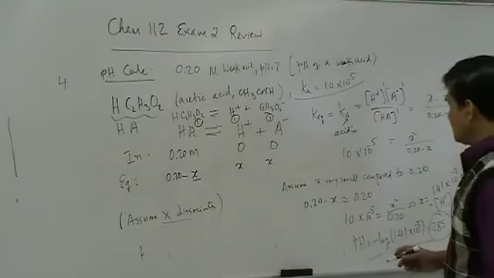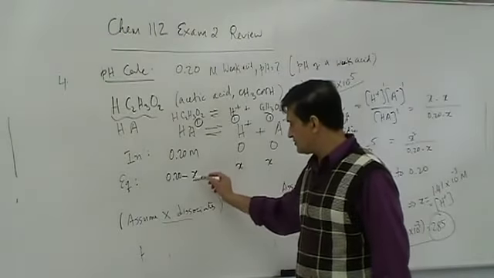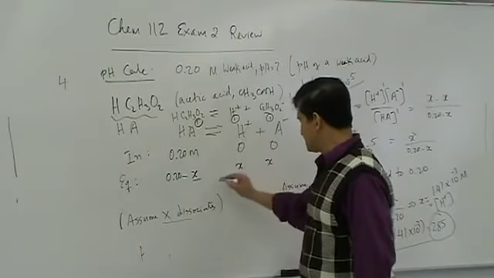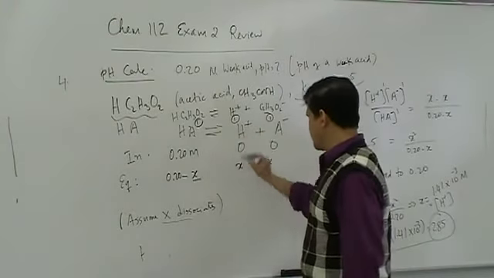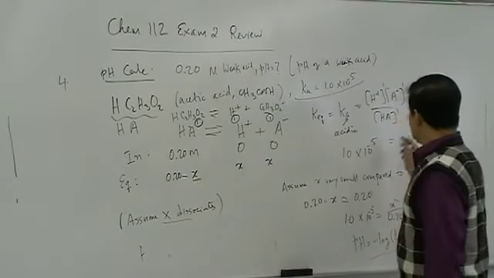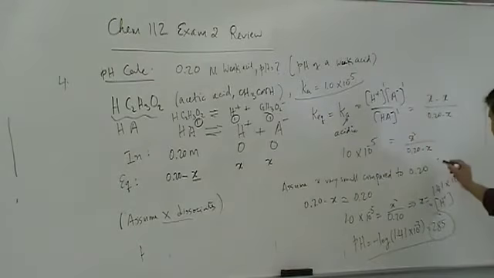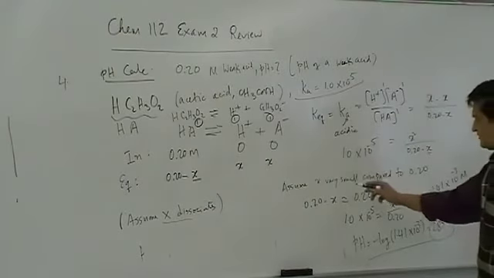So the key thing to learn here is there is no 100% breakdown here. Only part of this will break down, and depending upon how much breaks down, you get the same quantity here and here, as long as coefficients are all the same. Then you set up an expression like this, and then finally here we ignored x from the bottom by assuming that x is very small.